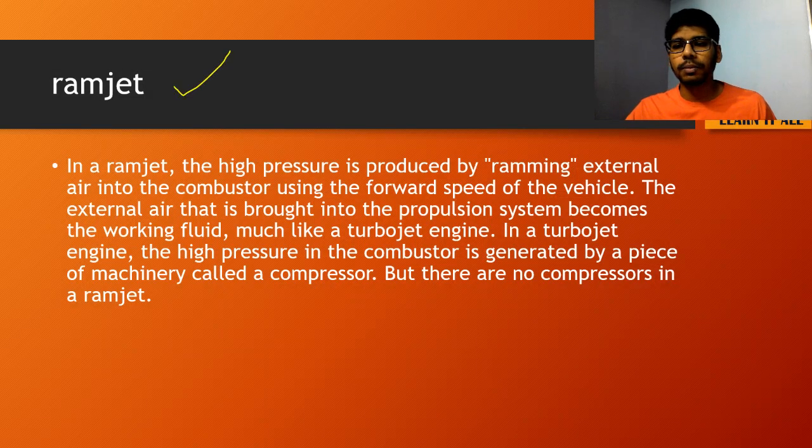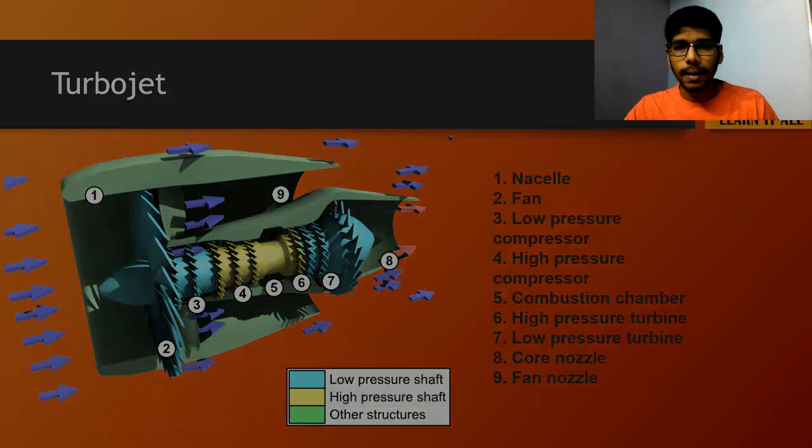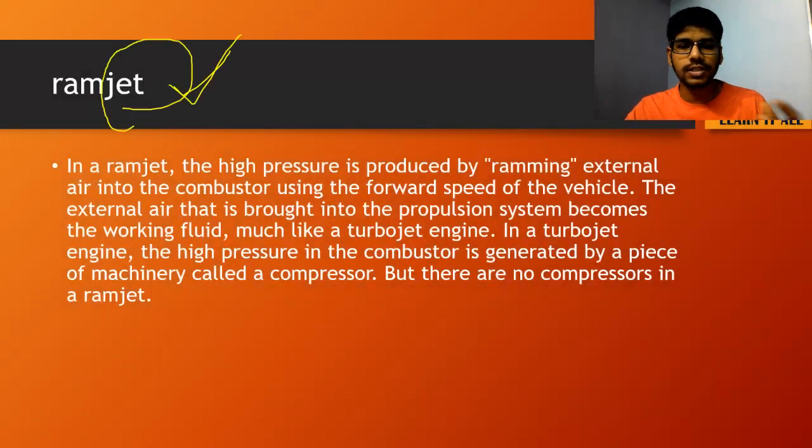So the next one, the very important one, is the ramjet. Ram means ramming, right? And jet, so obviously it works on the same principle of the jet engine. This is the same principle, but something is different over here, which is ramming. So what do you mean by ramming? Here in the ramjet, the high pressure is produced by ramming external air into the combustor using the forward speed of the vehicle. This is more important.